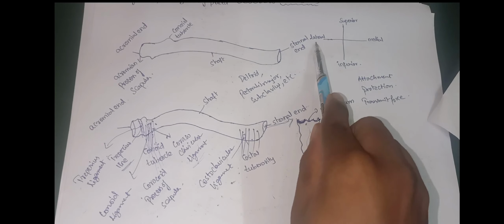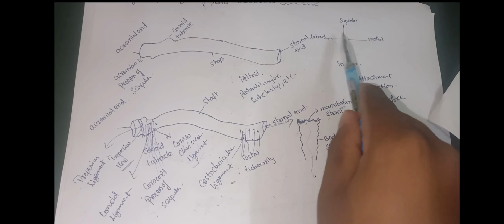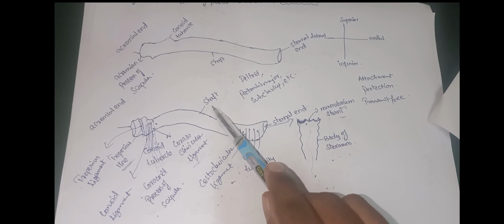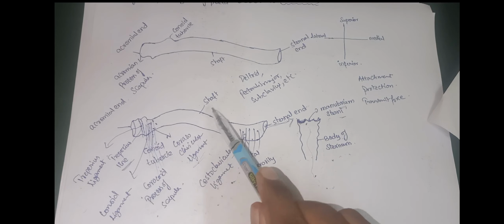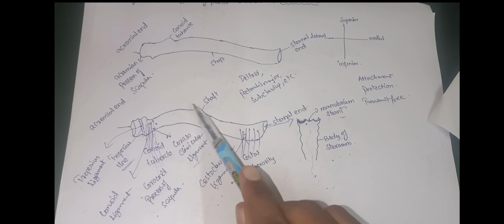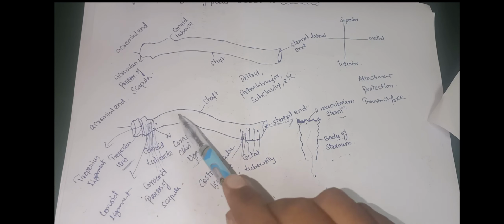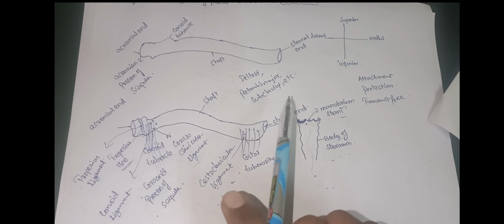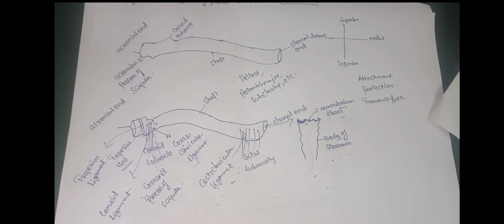Here is the lateral side of the clavicle, and this is the medial side. This is the superior side of the clavicle, and this is the inferior side. The shaft gives origin and insertion to many muscles, like subclavius, which is a major muscle, and the deltoid and pectoralis major muscles. All these muscles get origin and insertion from here.